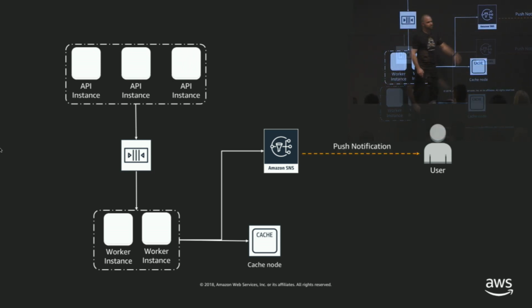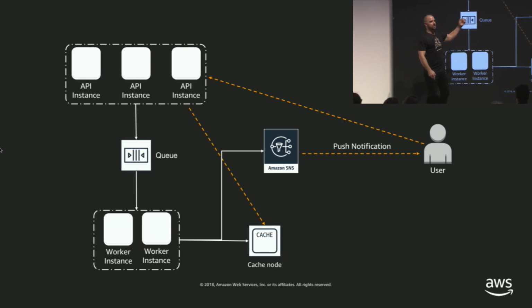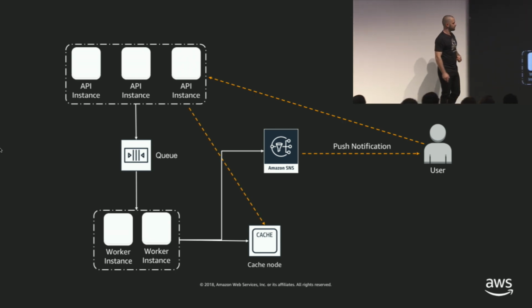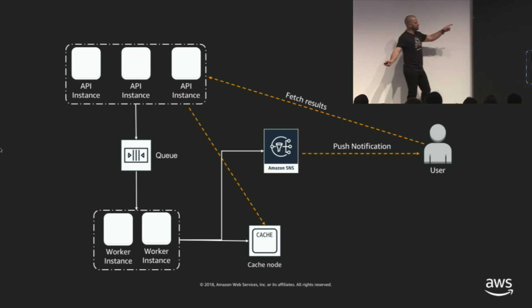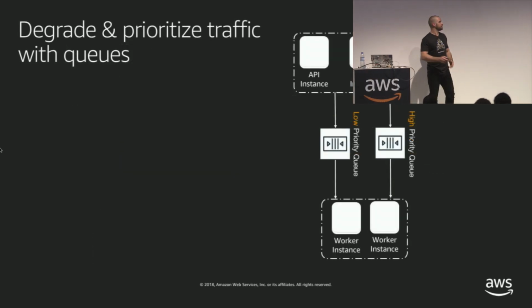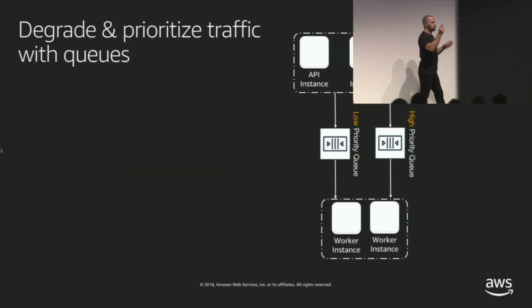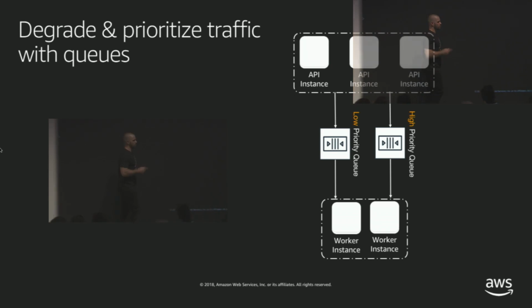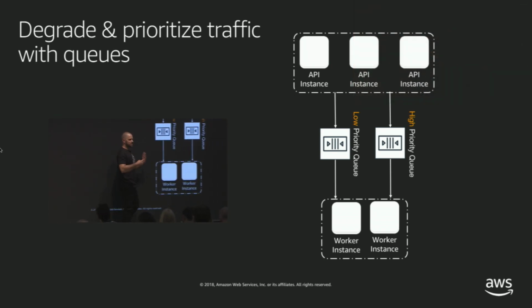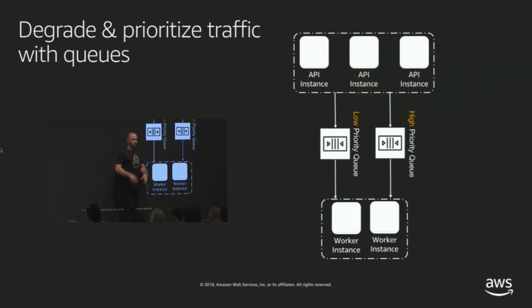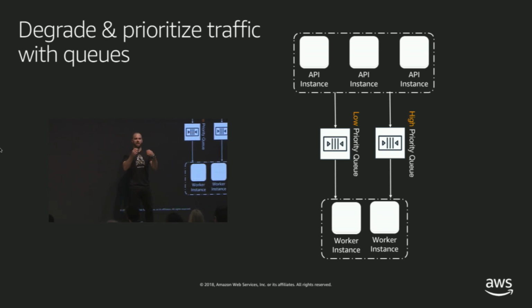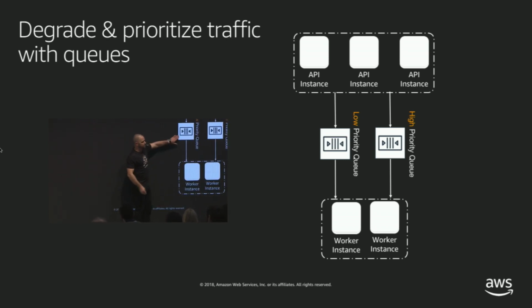What you can do is push notification to the user, and then the user can come and fetch the result. One of the most important things with this is actually that you don't necessarily only have one queue. Because when systems experience failures, you don't want to not let the system work. You want to degrade it. And this is a very beautiful way to degrade an API.